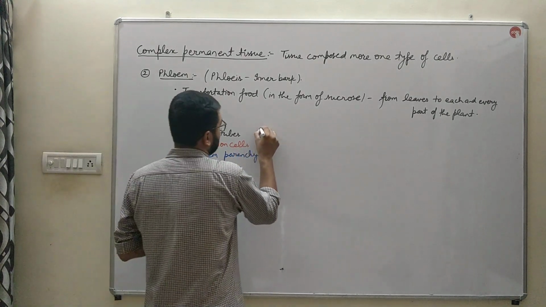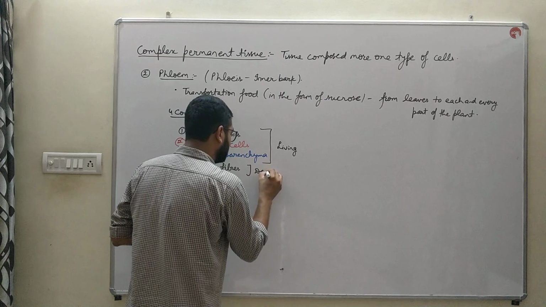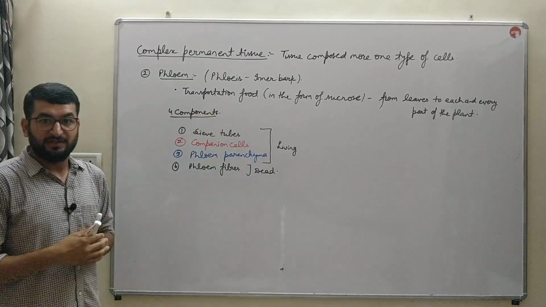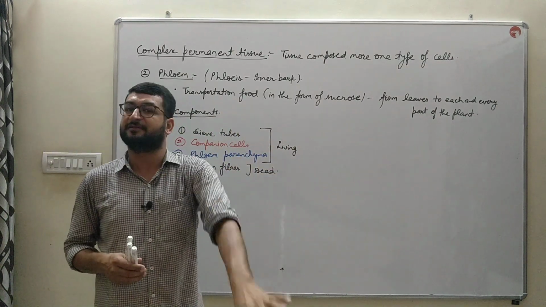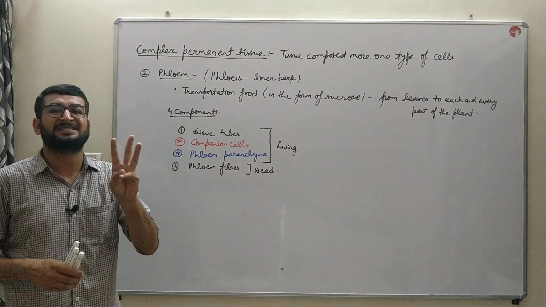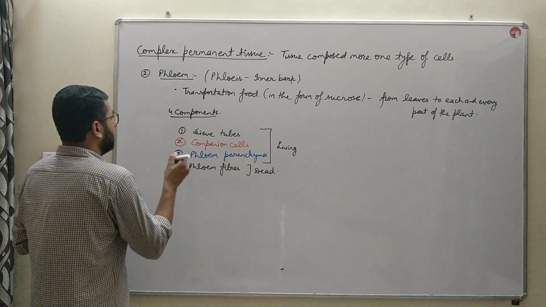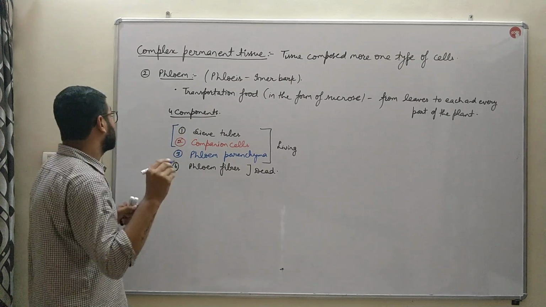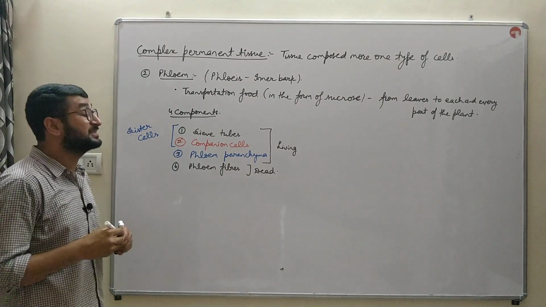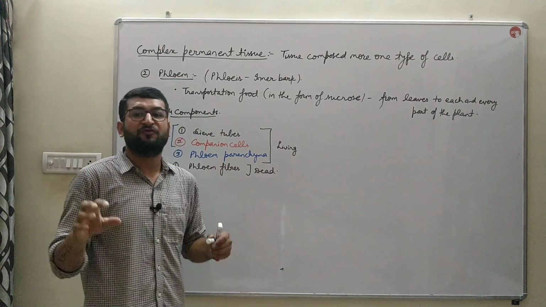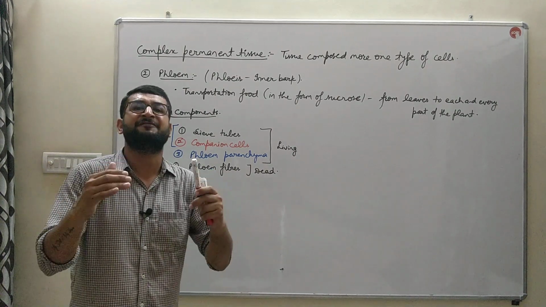Out of these 4, these 3 are living, and this last one is dead. So it is opposite to the xylem. In xylem, the 3 parts were dead and 1 was living, whereas in phloem, the 3 parts are living and 1 part is dead. Also, the sieve tubes and companion cells, collectively known as sister cells, play the major role of transportation of food from leaves to each and every other part of the plant.